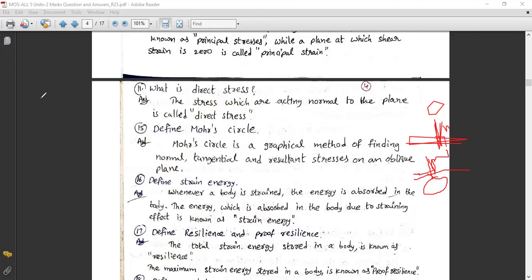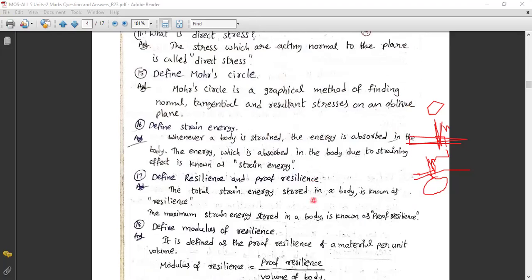So what is a Mohr circle? Mohr circle also you can take here. Next question, 15th question. Define what is Mohr circle. Mohr circle is a graphical method of finding normal, tangential and resultant forces. So normally you can take a Mohr circle. It is like this. So it is given like this.